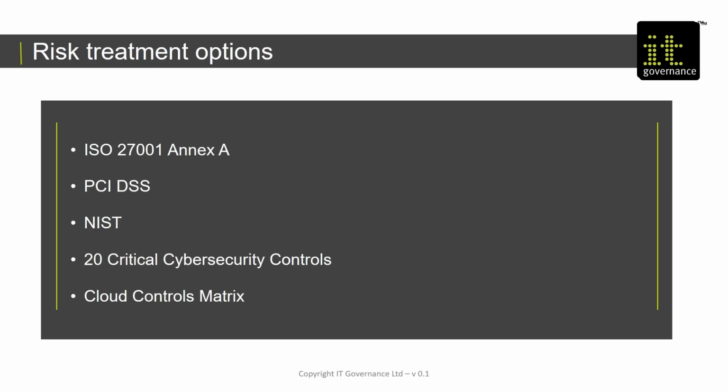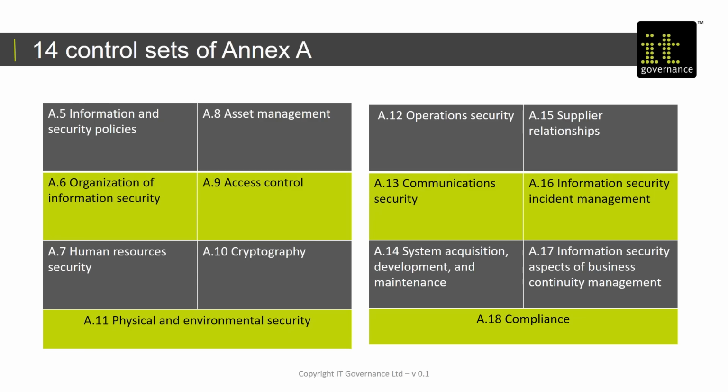If you're in the cloud, obviously the cloud controls matrix, but many organizations find that Annex A to ISO 27001, the list of 114 controls set out there, tends to be very effective. It's got guidance in ISO 27002 that talks through how you can apply those controls. It's a very effective control set.